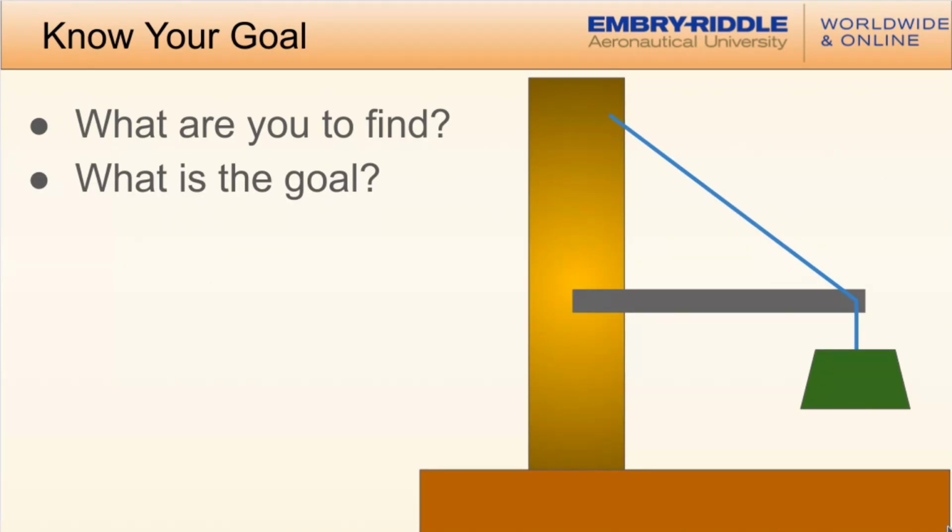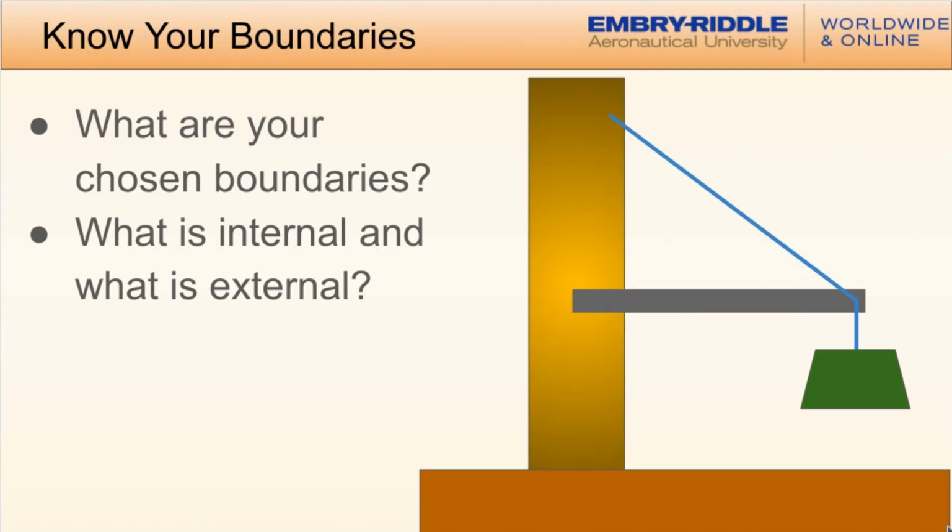So here we have a problem. It's a picture. What are you to find? What is your goal? That's the key question you have to ask yourself when you have this type of picture. So once you know your goal, you can look at what your boundaries are. What are you going to include? What's inside your problem or part of your problem, and what's not part of your problem.